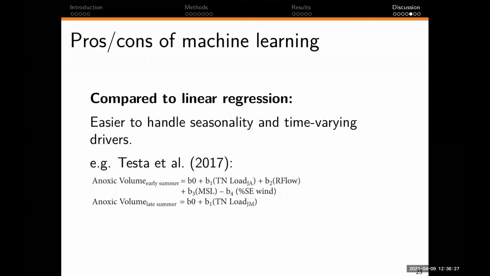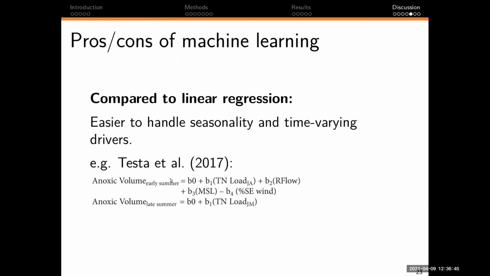As a second point of discussion, some of the pros and cons of using this machine learning model compared to some other methods. So compared to linear regression, obviously one of the advantages is that we can capture things like nonlinearity. However, it's also easier to handle seasonality in the drivers of oxygen and time-varying drivers in general.